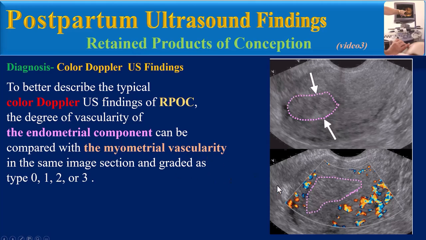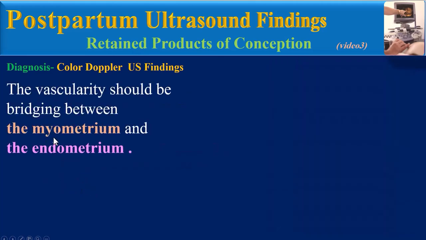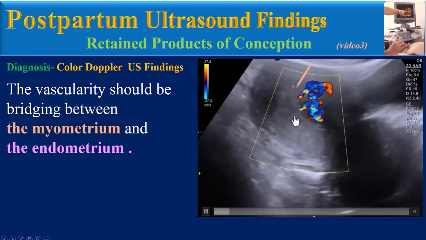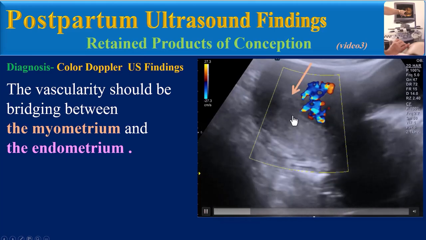To better describe the typical color Doppler ultrasound findings of RPOC, the degree of vascularity of the endometrial component can be compared with the myometrial vascularity in the same image section and graded as type 0, 1, 2, or 3. But here is an important point. The vascularity should be bridging between the myometrium and endometrium.